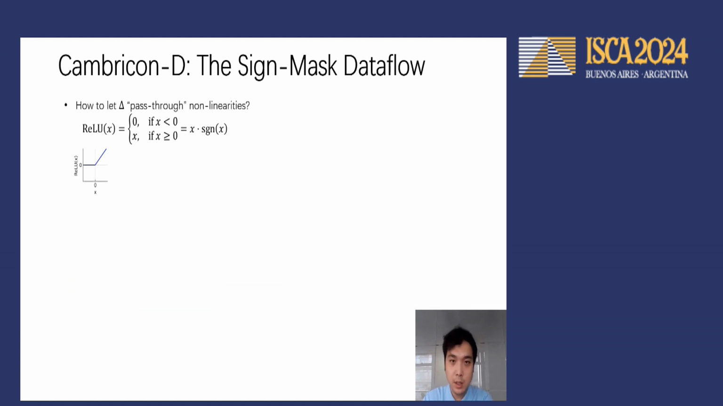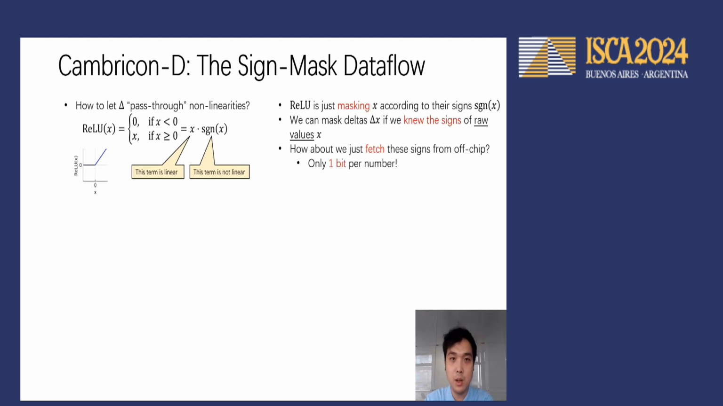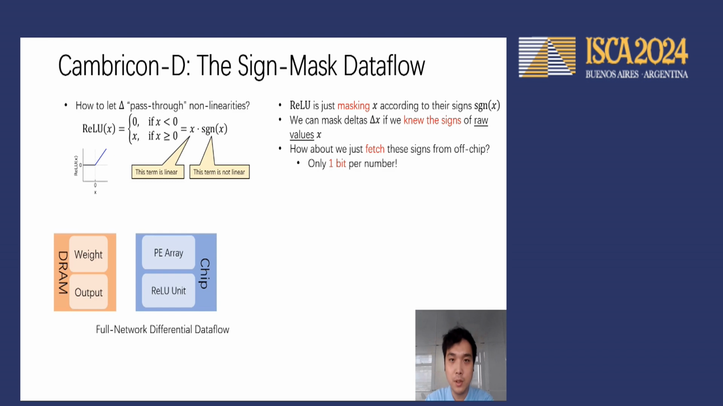To allow deltas to pass through them, observe that the ReLU function can be written as masking x using x's sign. The x itself is linear and can be in delta, but x's sign isn't linear. In other words, we can compute ReLU on deltas if we knew the sign bits of the raw values. But critically, the sign bit is only 1 bit per value. We can just fetch these signs from off-chip, and it would be cheap to do so, and mask the delta values using these signs. Thus, we propose the novel full network differential data flow, the sign mask data flow.